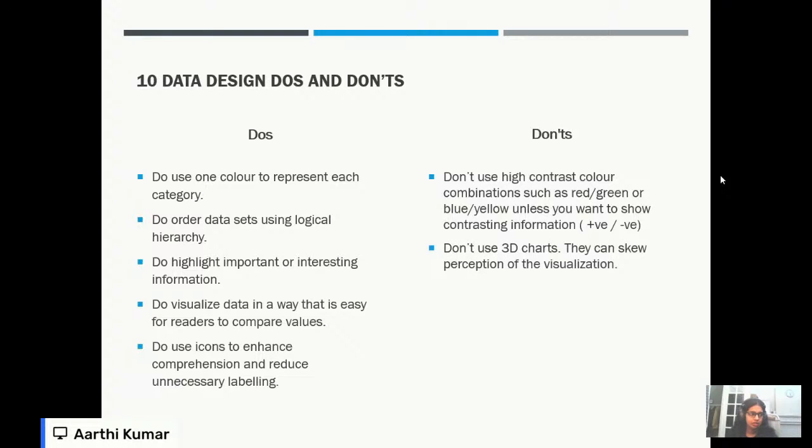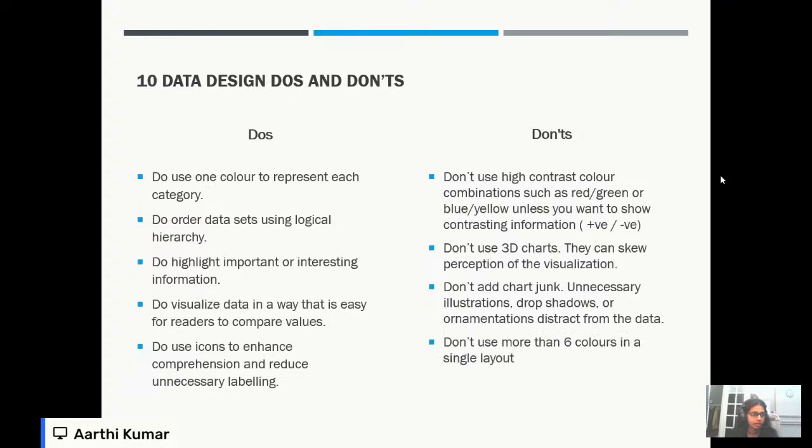Don't use 3D charts. They can skew perception of the visualization. Don't add chart junk, so unnecessary illustrations, drop shadows, etc., or just ornaments, as they distract the user. A simple bar graph is enough. You need to make sure that the message is conveyed rather than cluttering the chart area. Don't use more than 6 colors in a single layout. It becomes very difficult for the user. And also don't use distracting fonts or elements like italics or bold, etc.